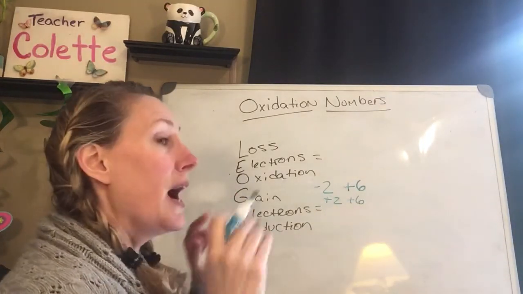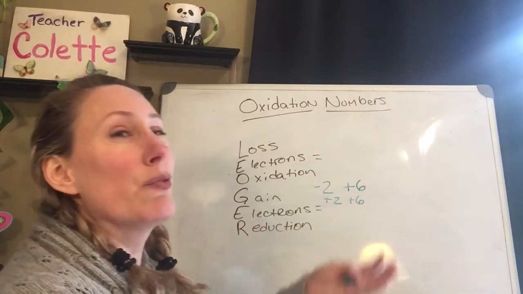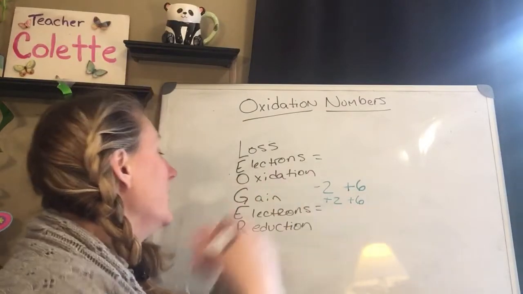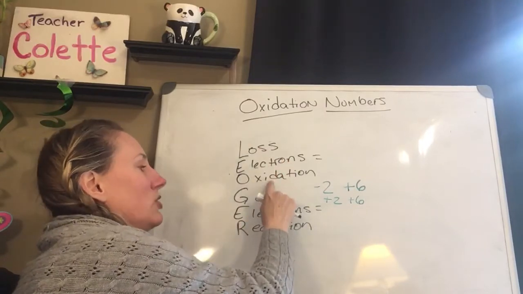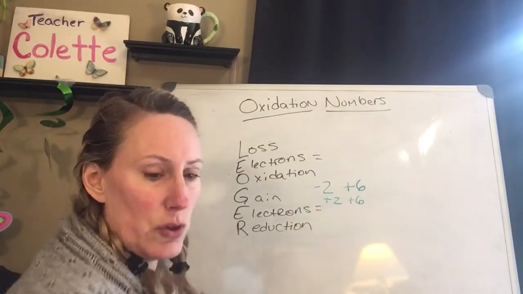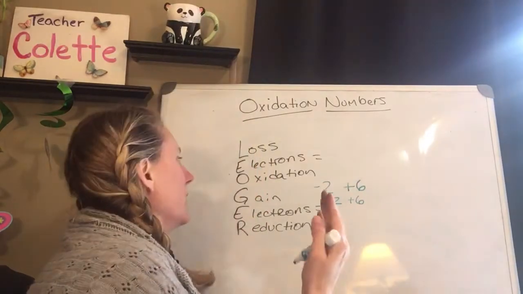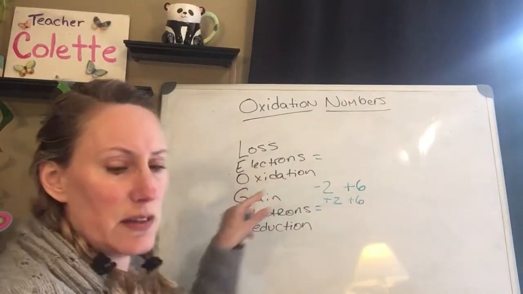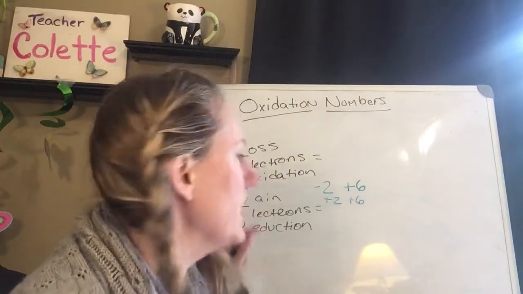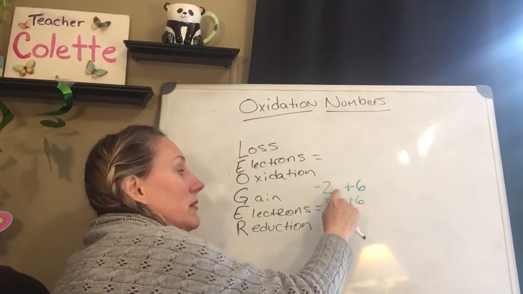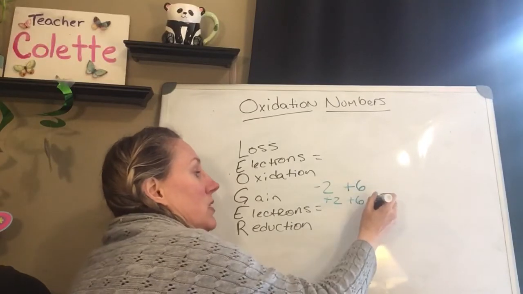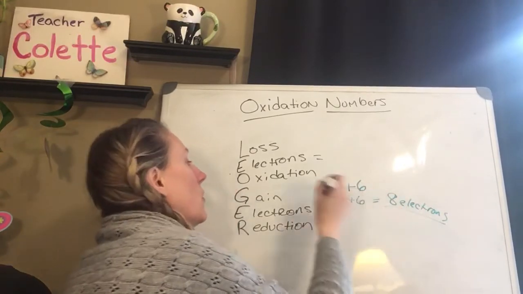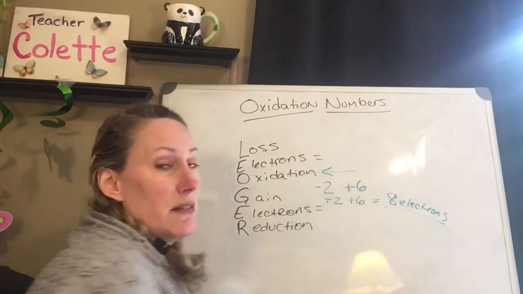So when I'm getting more positive, I have to be getting rid of electrons because electrons are negative. If I'm getting rid of electrons, I'm losing electrons. That means I'm oxidized. The question asks, has this been oxidized or reduced? Well, if I am getting rid of electrons and getting more positive, I am oxidized. And then it asks how many electrons participated in this change. I had to add 2 to get to 0 and then add another 6 to get to +6, so I would have lost 8 electrons. So I'm oxidized and it took 8 electrons.